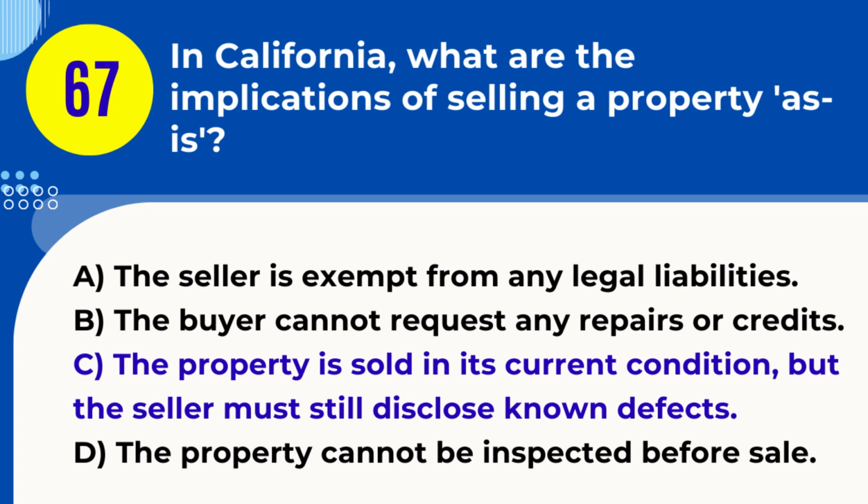Answer: C. The property is sold in its current condition, but the seller must still disclose known defects. Explanation: selling a property as is means it is sold in its current condition, but the seller is still legally obligated to disclose any known defects to the buyer.